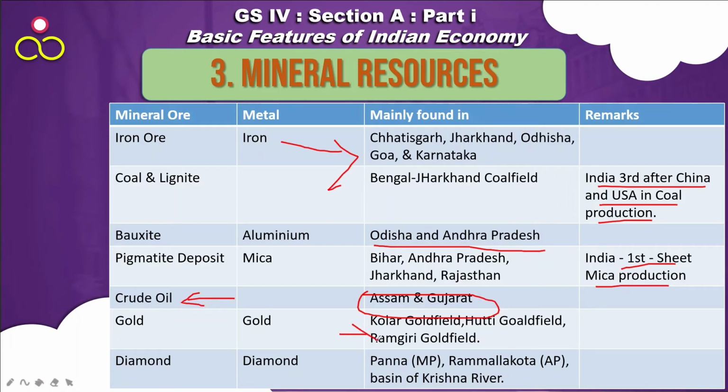Gold, there are major three gold mines: Kolar Goldfield, Utti Goldfield, Ramgiri Goldfield. Tell me in the comment section, where are these situated, in which state? In terms of diamond, Panna, Ramallah Kota, and basin of Krishna River is where diamond is found.